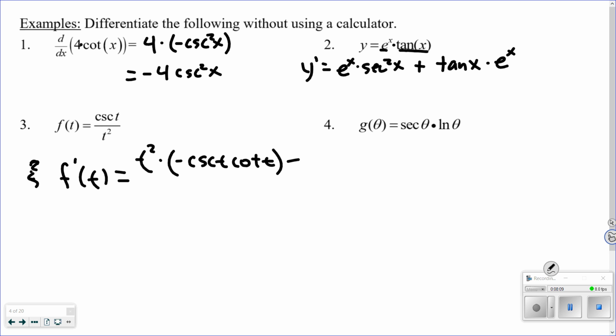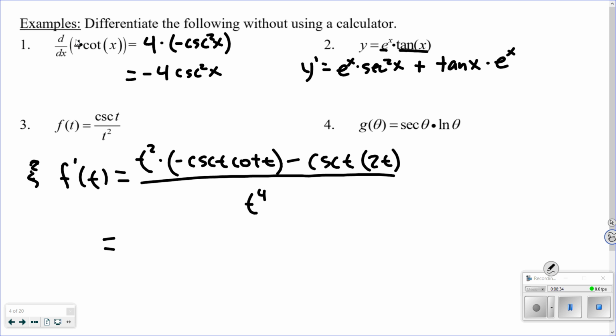minus the top, cosecant of t, times the derivative of the bottom, which is 2t. Okay, all over the bottom squared. So t squared squared is t to the 4th power. That's my answer. I'm going to try to do a little bit of simplifying here.